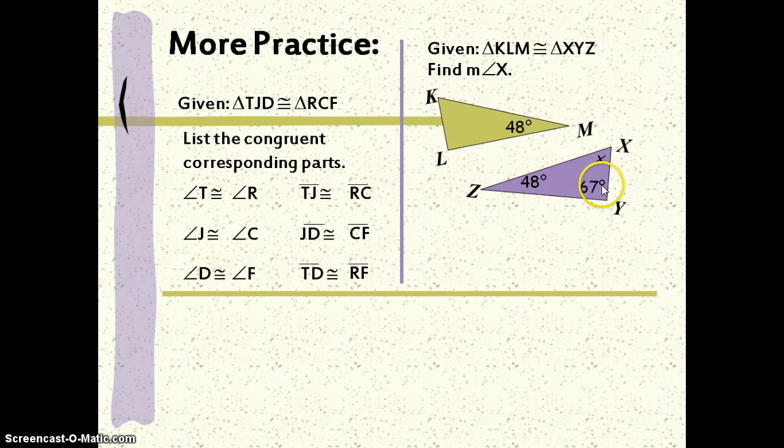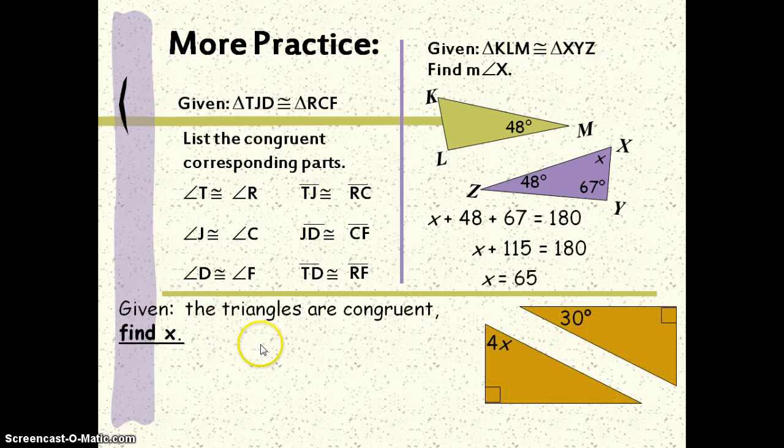Now I can use my triangle angle sum theorem to find out what X is. I know these have to add up to 180. So I set up an equation adding them to 180, and I get that X is equal to 65. Do not assume just because this angle is labeled 48 that it's going to match up to X. Make sure you're paying attention to the notation.